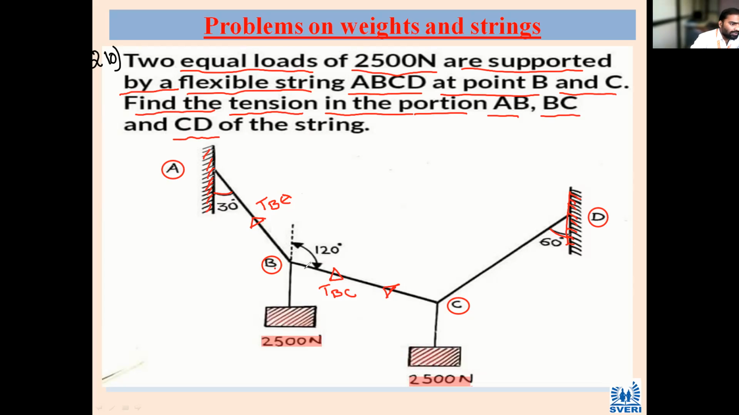Here you know this angle. Can you find out this angle? Yes. So totally, one straight line is how much? 180. 180 minus 120. What will be this angle? 60 degree. When this is equal to 30 degree, this is also equal to 30 degree.